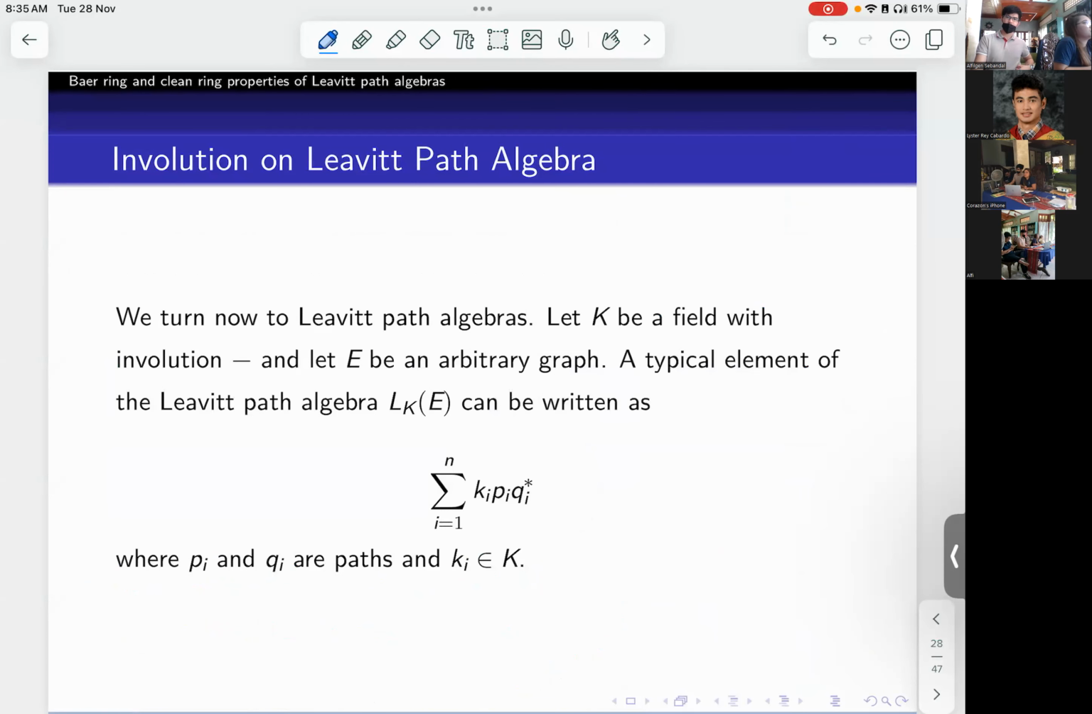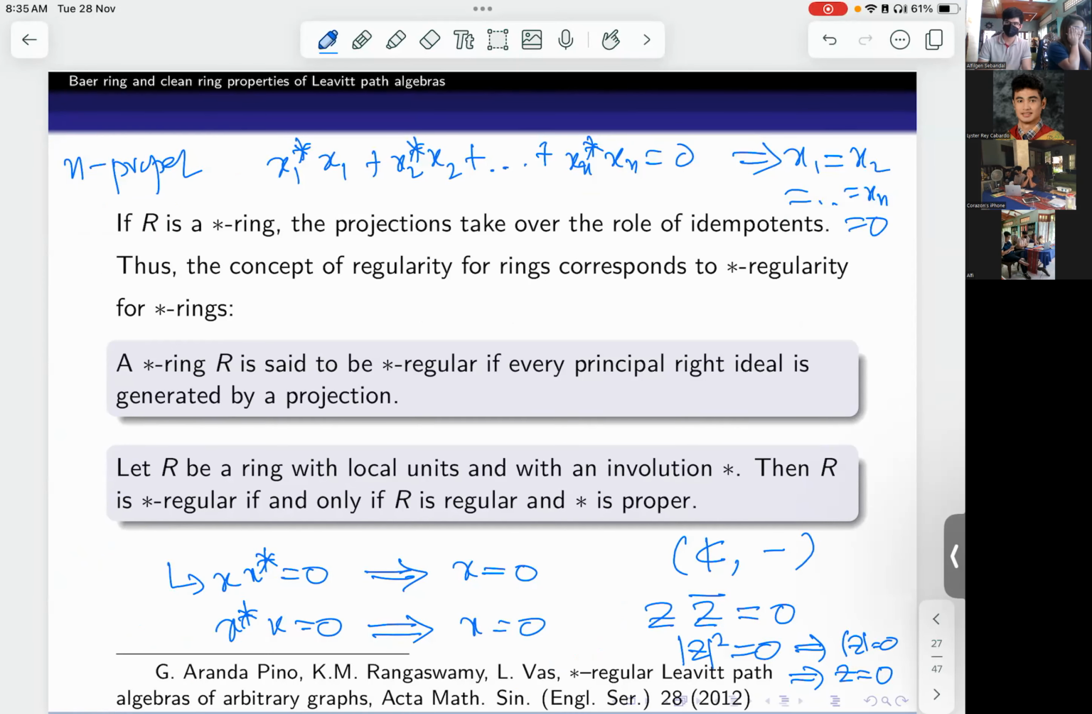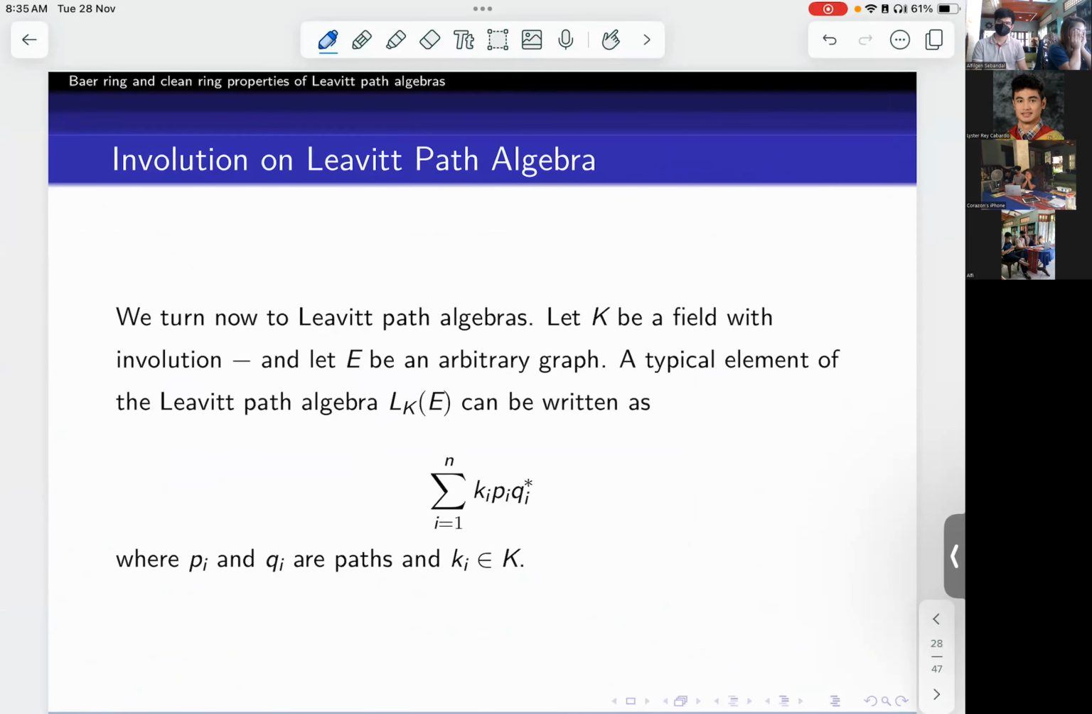So why are we interested in involution? Because Leavitt path algebras are naturally equipped with an involution. This involution again was defined by Pino, Rangaswamy and Vas. So what is a typical element of a Leavitt path algebra? We had seen that these paths were like p_i q_i star, and then we multiply them by some field element k, and we take their formal sums, and we want to define an involution star on this. Note that this star is different from that star.